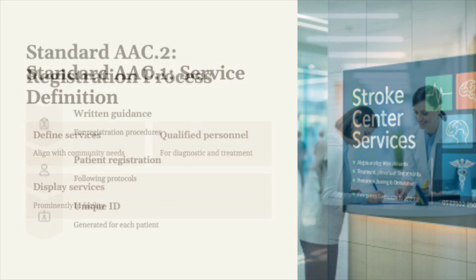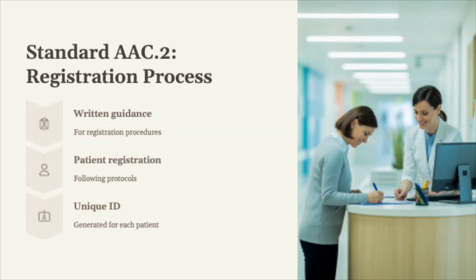AAC.2 focuses on how patients are registered and admitted into the system. Every center must have written guidance on how to register patients, whether they come through the emergency, OPD, or as referrals. This process must be consistent and well documented. Most importantly, each patient must receive a unique identification number during registration. This ID ensures their care can be tracked seamlessly throughout their stay in the hospital.